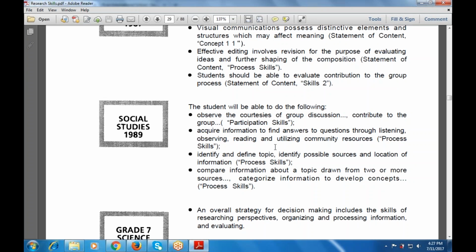Then the student will also acquire information to find the answers to questions through listening, observing, reading, and utilizing the time and the resources, community resources we can say. That is known as the process skills.